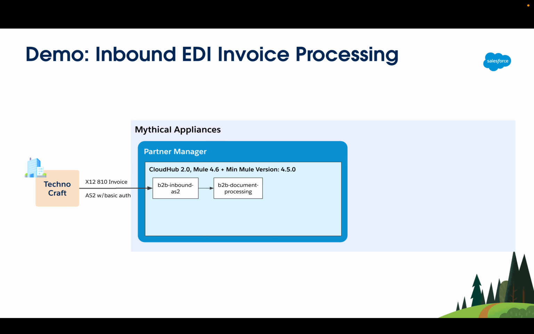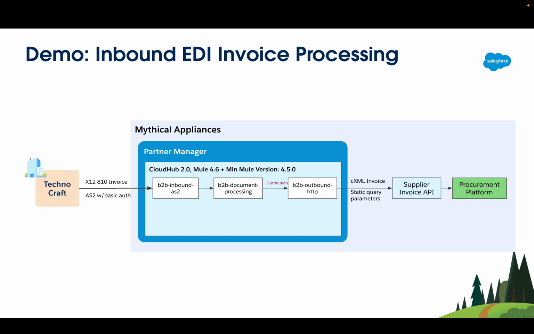Mythical has configured Partner Manager with CloudHub 2 as the deployment target, and internally Mythical has two lines of business: distribution and parts. Invoices received from suppliers like Technocraft for the distribution business, identified by the XML ISA receiver ID, are to be translated into the cXML invoice detail message and sent to the supplier invoice API with specific static query parameters.